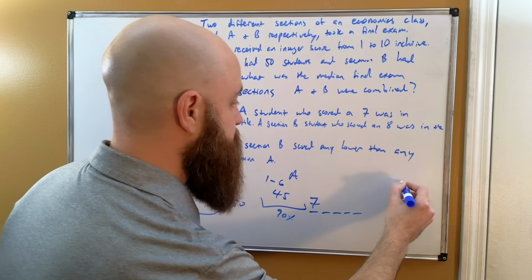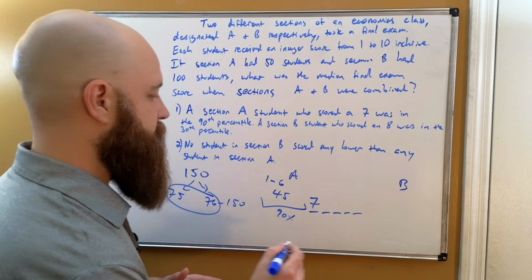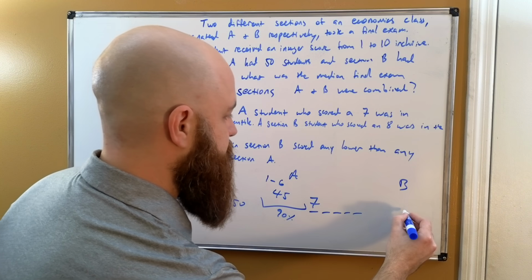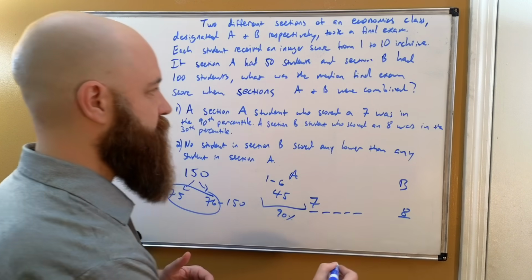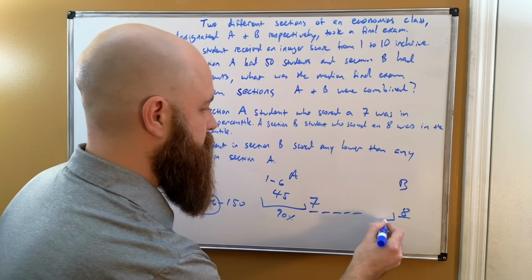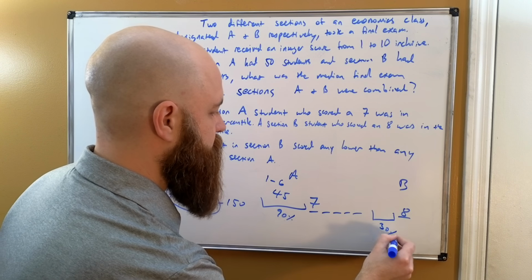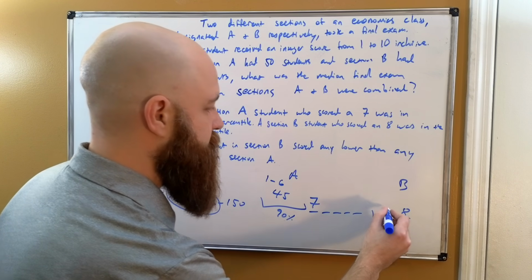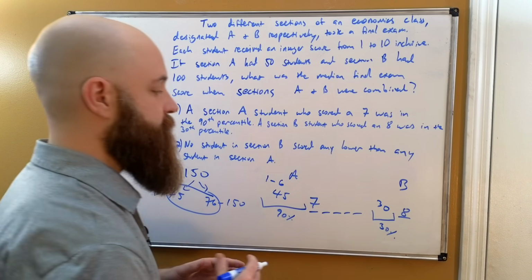Okay, so section B, I could do something similar. I know that a score of 8, okay, that was in the 30th percentile. So they did better than 30% of the people in that section. There were 100 people, so a score of 8 was better than 30 people.